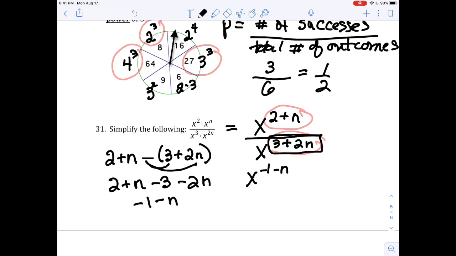Now, that can be simplified. If you wanted to continue that, you could rewrite that as x to the negative 1 times 1 plus n. And you can leave your answer like that, and we won't take it any farther.